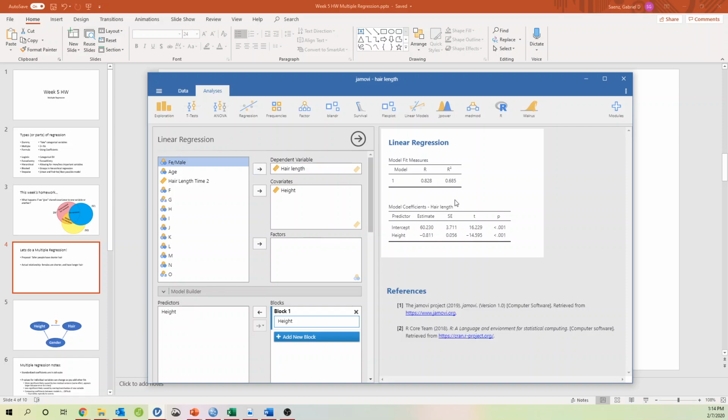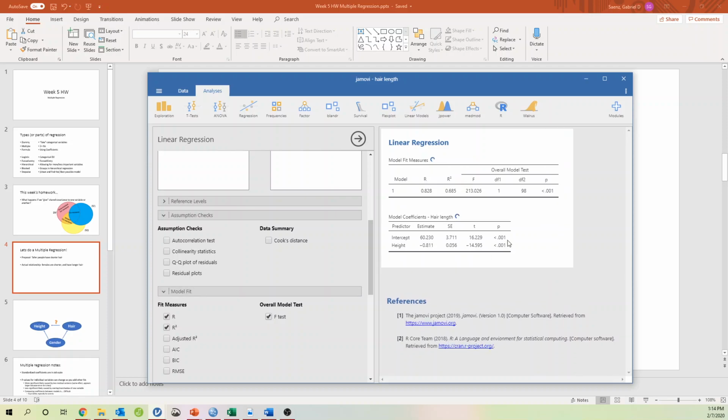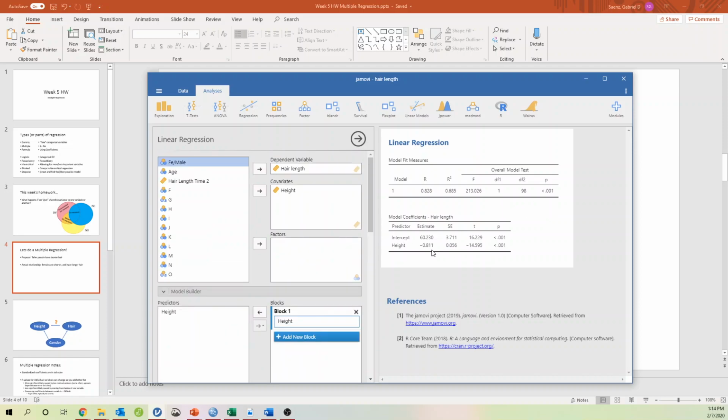We get an R-square of 0.685. That is monumental, amazing, huge, gigantic, crazy, exciting. I would fully expect there to be a significant F-test if we checked. And there is. Okay, great. Let's take a look at the coefficient. For every 1 point increase in height, we have a 0.8 decrease in hair length. So every inch that you are taller, you have 0.8 inches shorter hair. And that is a significant coefficient.